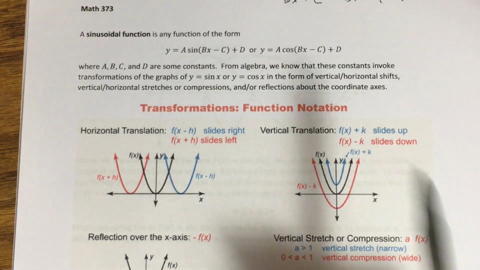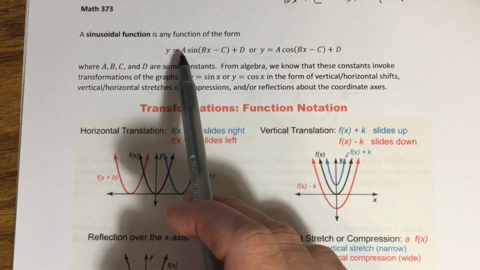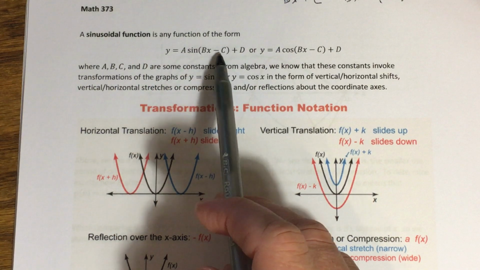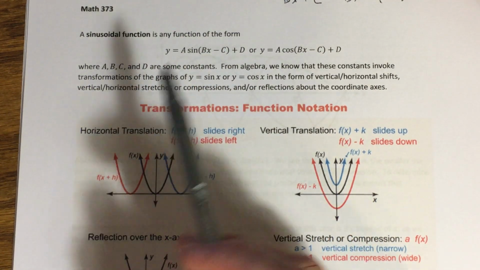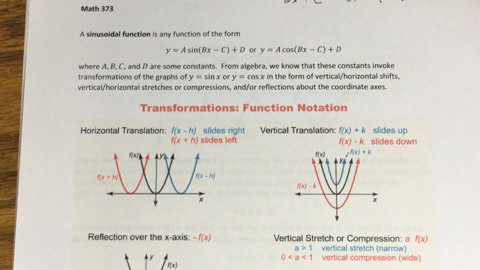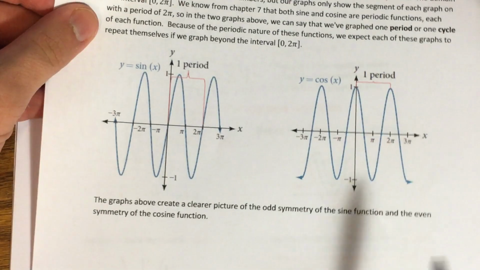So what we're trying to do is determine what impact the a, b, c, and d in each of these sinusoidal functions has on the graph of sine or cosine, the graphs of the functions that we just looked at. Okay, what will those do to these graphs?